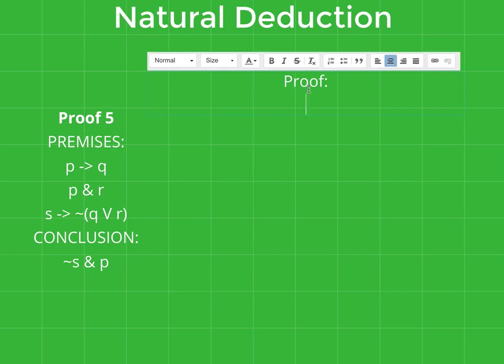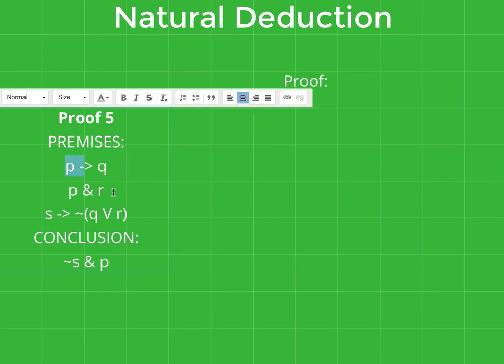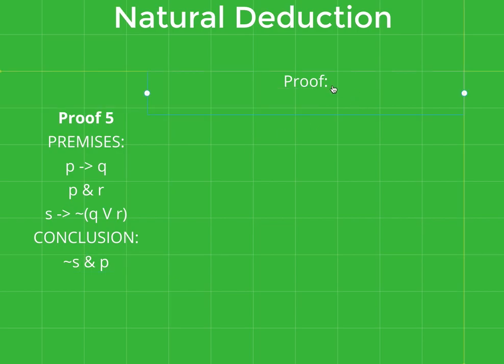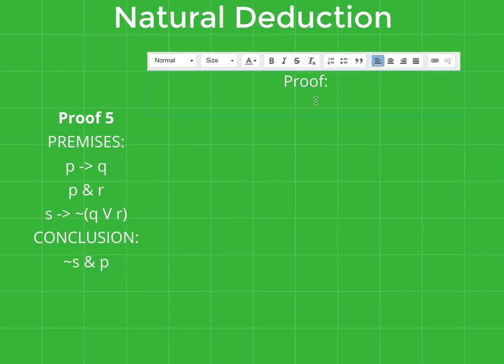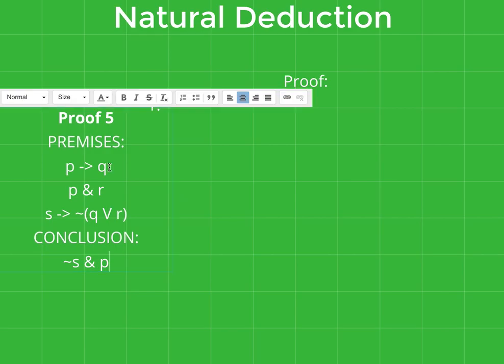Okay, so how am I going to go about this? So this is a little bit more complex. Three premises, not entirely obvious how I'm going to get to this conclusion. So let's see, what do I do? Okay, well, let's just start easy. Let me start by listing the premises.